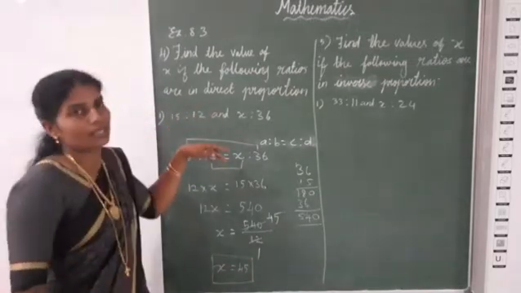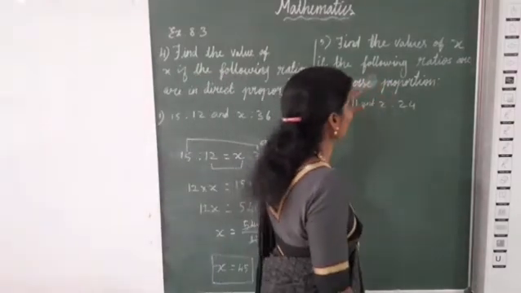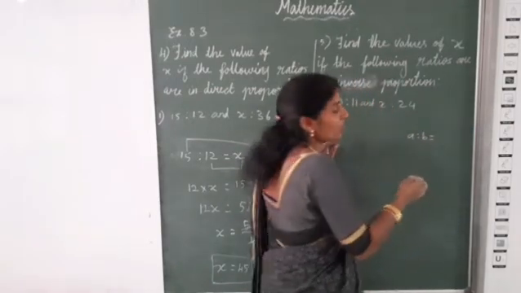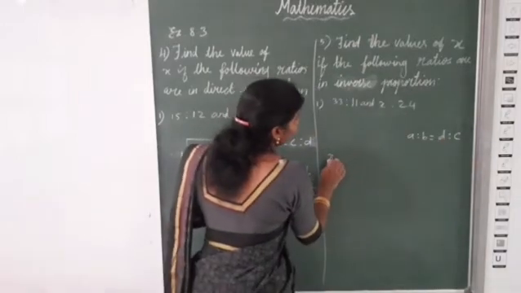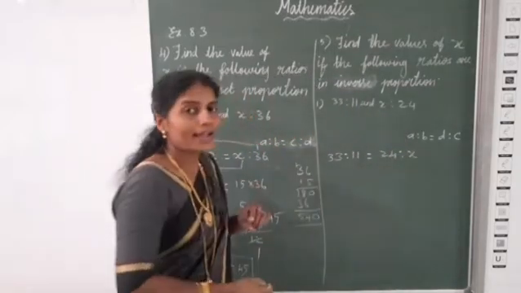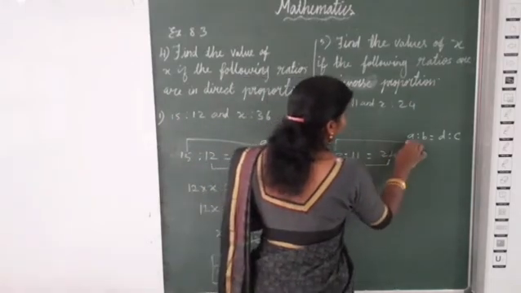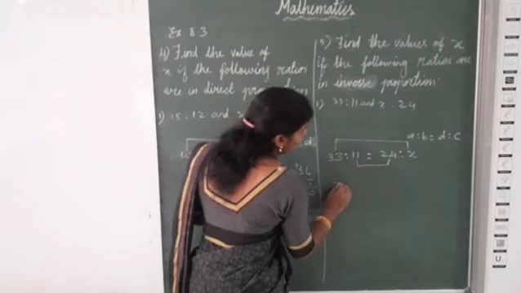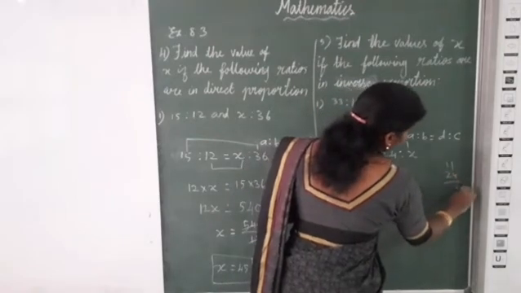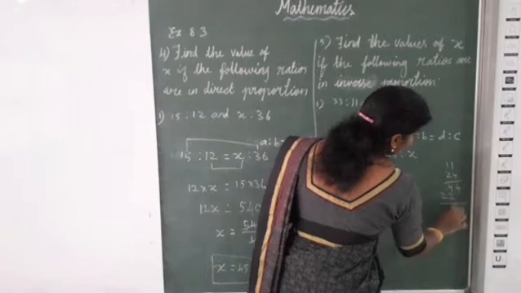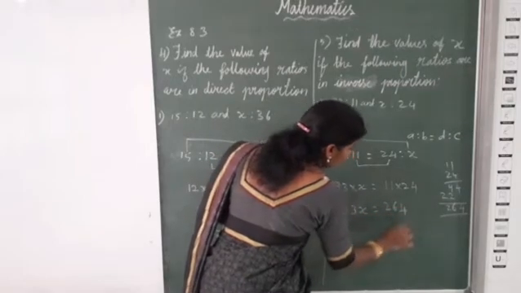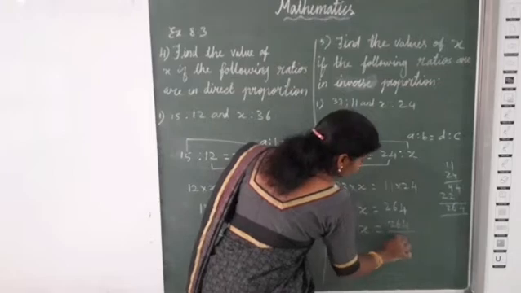Now here we used direct proportion, isn't it? Then find the value of x if the following ratios are in inverse proportion. Inverse proportion: A is to B is equal to C is to D, with the inverse of C is to D, that is D is to C. Now here 33 is to 11 is equal to 24 is to x, inverse of x is to 24. Product of means is equal to product of extremes. Now 33 into x equal to 11 into 24. 11 into 24 is 264. Now 33x equal to 264. Therefore, x equal to 264 by 33.